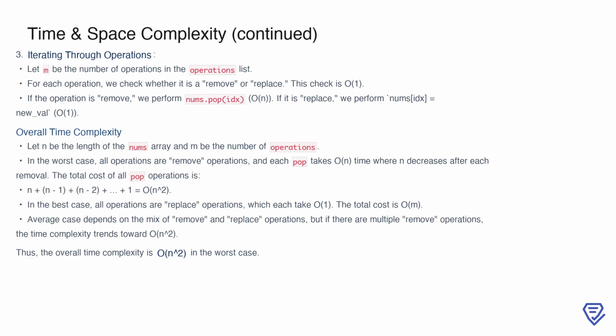In contrast, if all operations are replace, the total cost is O(m), since each replace takes constant time. On average, the complexity depends on the mix of operations, but a high number of remove operations will dominate, leading to a worst-case time complexity of n squared.